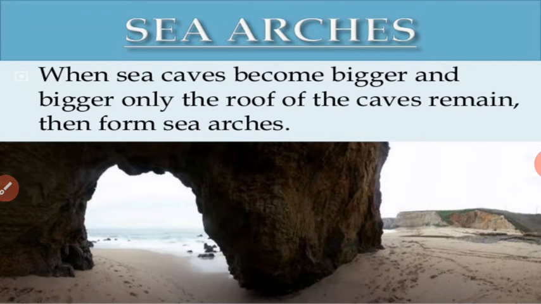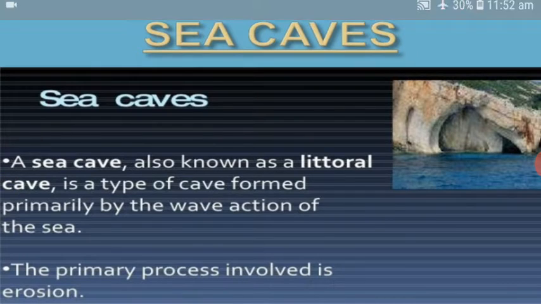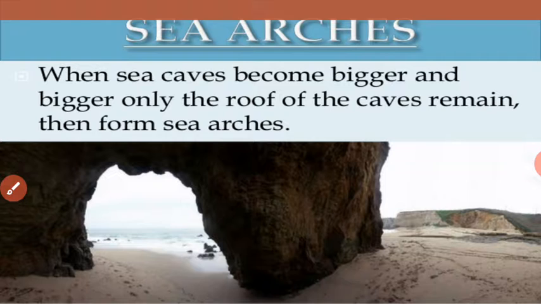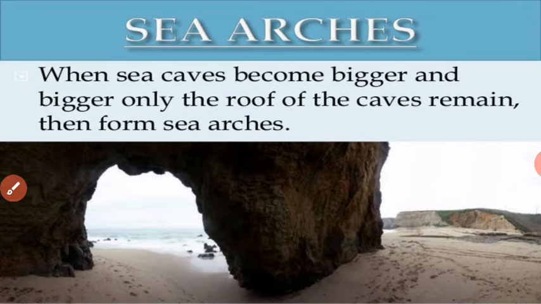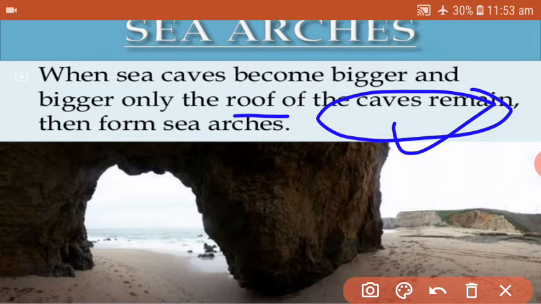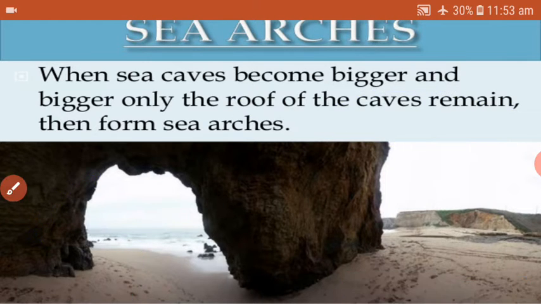Then you can find the sea arches. So sea arches, how do they occur? Because of this cave, as you can see in this picture, these caves have now become very big, and when they become bigger, then only the roof of the cave remains. As you can find here, only the roof remains, and this is now the open area, and that is known as a sea arch.